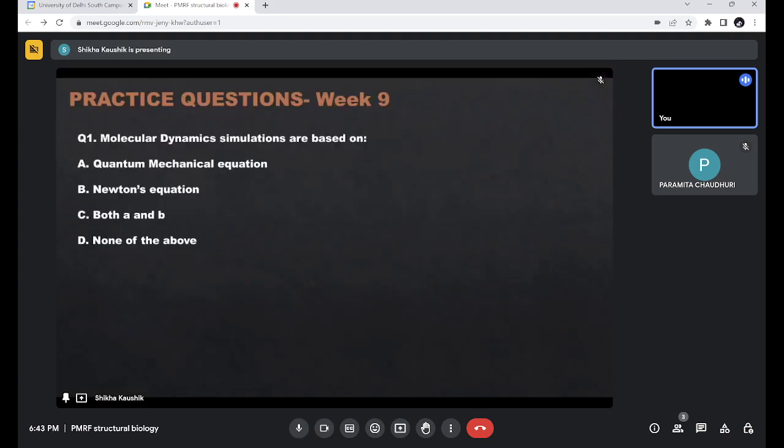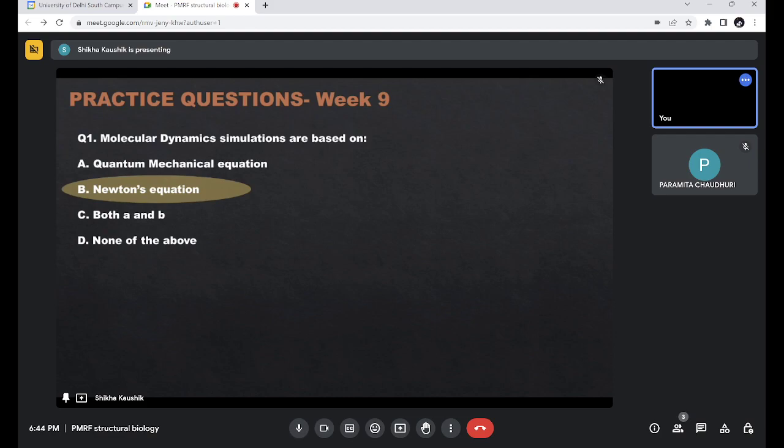So quickly moving to the practice question, I'm not going to talk about it in detail because I have already given all the answers during our discussion. Molecular dynamics simulations are based on quantum mechanics, Newton's equation, both A and B, or none of these. Can any of you answer this question? We talked about this. It is because of Newton's equation only.